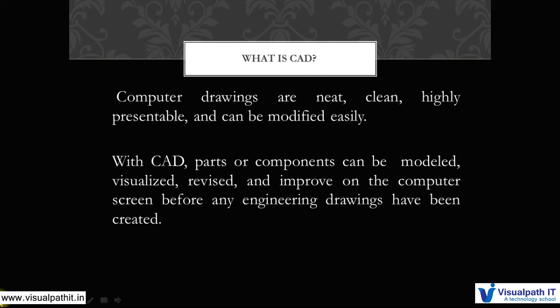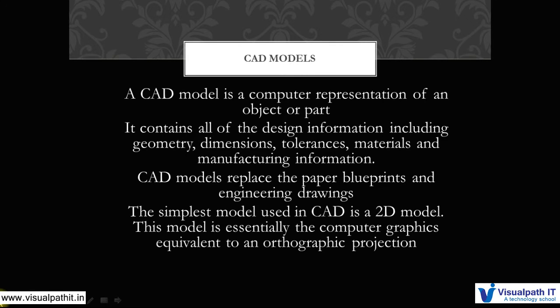With CAD, parts or components can be modeled, visualized, revised, and improved on the computer screen before any engineering drawings have been created. A CAD model is a computer representation of an object or a part. It contains all of the design information, including geometry, dimensions, tolerances, materials, and manufacturing information. CAD models replace the paper blueprints and engineering drawings.